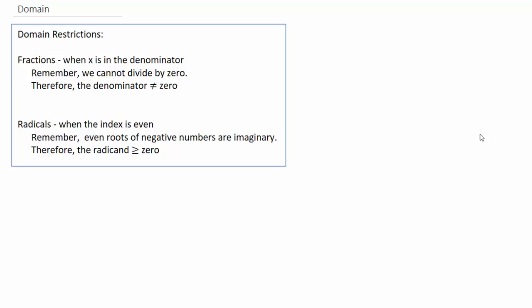The next is with radicals if the index is even. Because remember, the even roots of negative numbers are imaginary. Therefore, we're going to go ahead and make the restriction that the radicand, or the stuff that is underneath the radical sign, must be greater than or equal to 0. That way we're restricted to taking even roots of non-negative numbers.